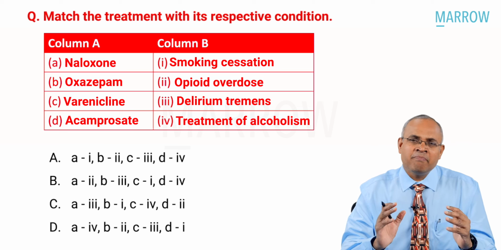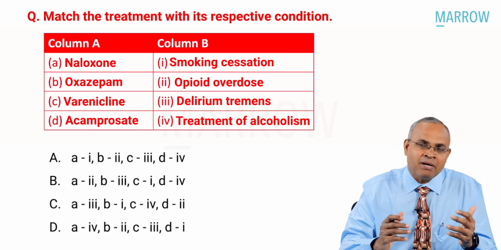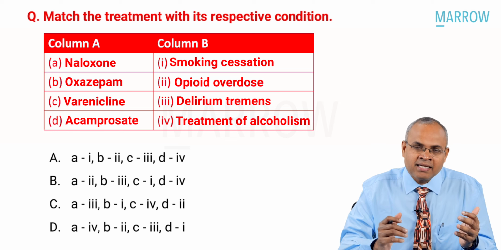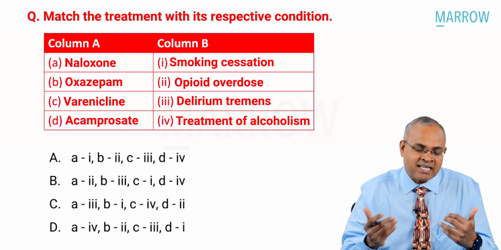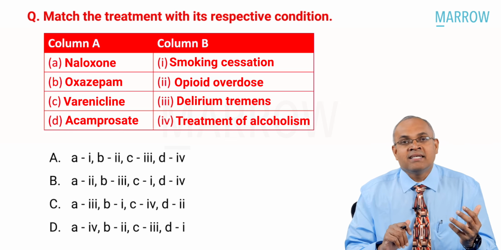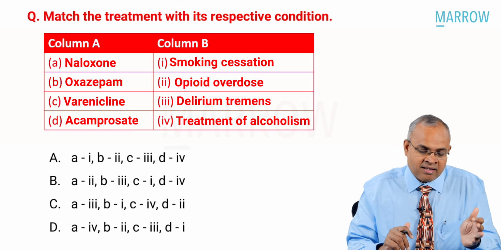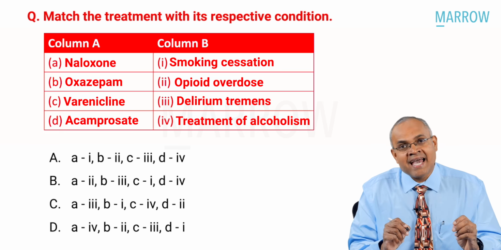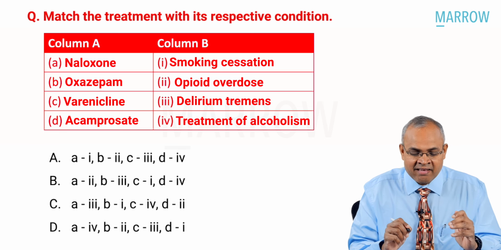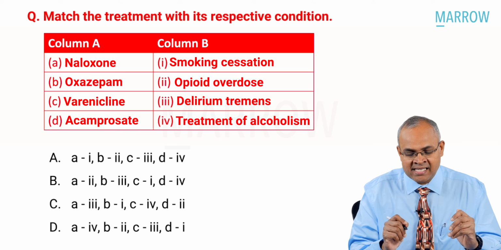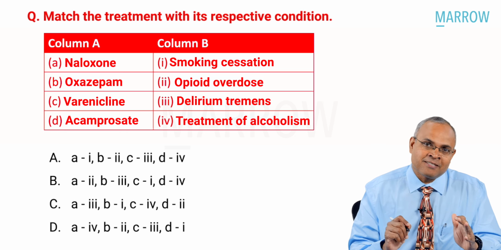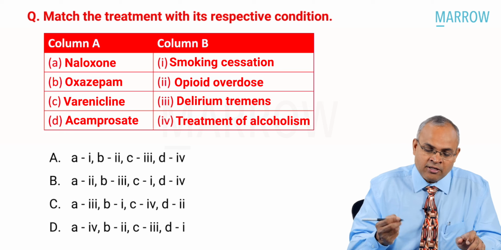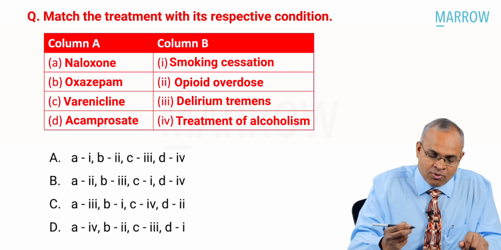So interesting, very basic, simple question which has come multiple times in exam. But they've asked in the match the following format rather than an MCQ format, where they've given you the drugs naloxone, oxazepam, varenicline, acamprosate, and on the other side they have given you smoking cessation, opioid overdose, delirium tremens, and treatment of alcoholism. They've asked you to pair. So let's try to pair these things and try to understand what's the right answer.